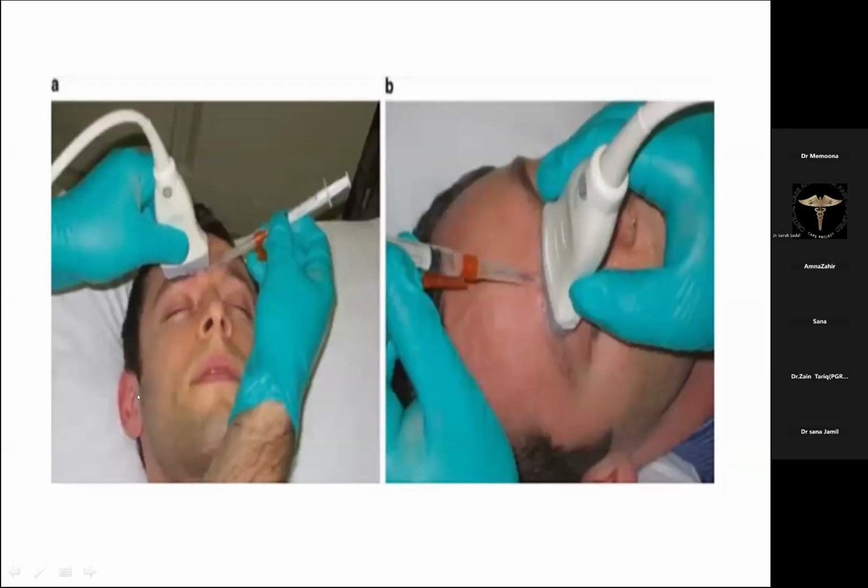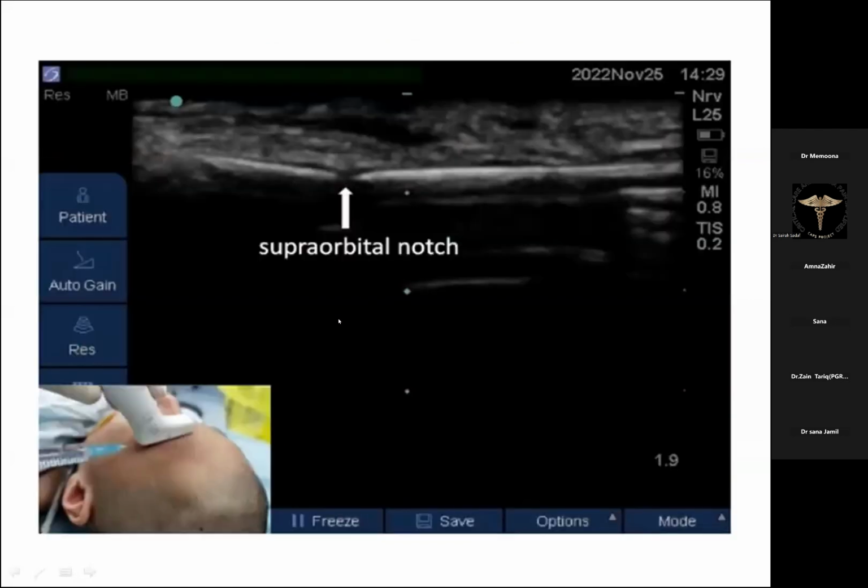This picture shows the probe positioning and orientation, which is placed just above the eyebrow. Both the nerves can be blocked by either in-plane or out-of-plane technique. After identifying the break in the supraciliary arch, which corresponds with the supraorbital notch, usually the hockey stick kind of probe is used because this is a high frequency linear probe. For superficial structures like blocks of the face and neck, this kind of probe is usually preferred.